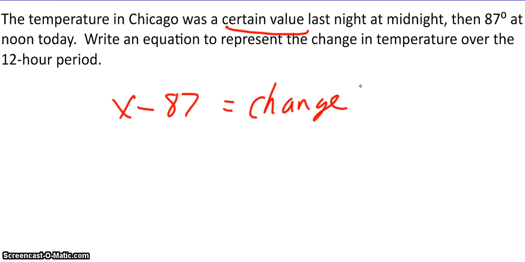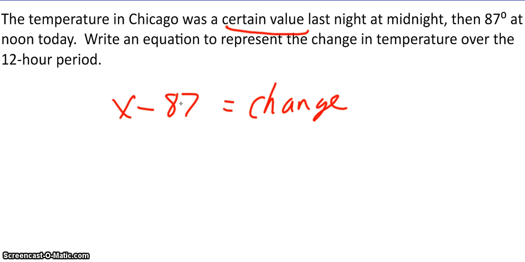the change. Now, I'm not quite done yet because, one, this is a video on absolute value and I haven't used absolute value yet, and two, because I need to figure out, well, is X larger than 87 or is it smaller than 87? Do I care? Well, yes and no. So I don't know if it's larger than 87 or smaller than 87.